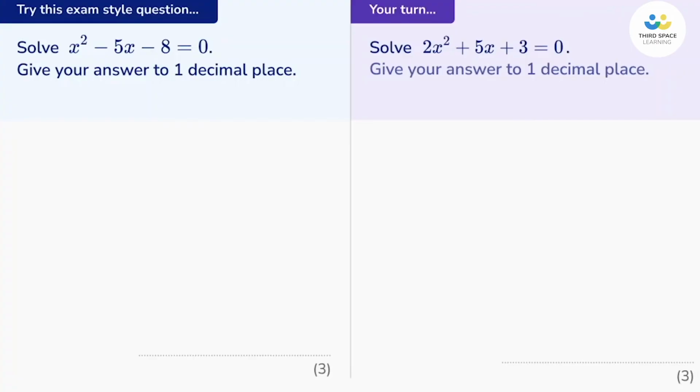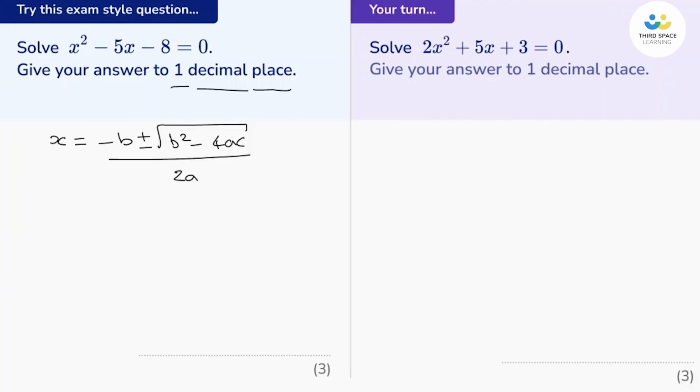Now, because this says give the answer to one decimal place, that tells me we're probably going to need to use the quadratic formula. So let's write it down. It says that x is equal to negative b plus or minus the square root of b squared minus 4ac all over 2a.